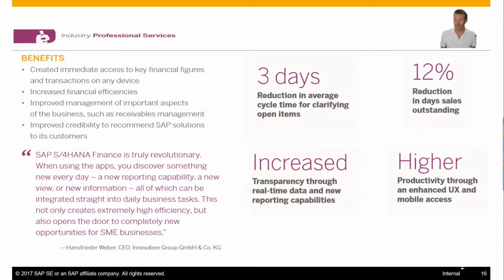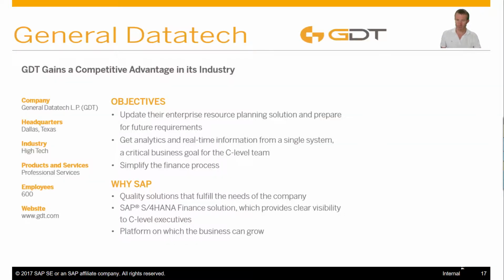So what did they get from this? Well, after implementing this, they saw a 3 days reduction in average cycle time for clarifying open items. They increased the transparency through real-time data and new reporting capabilities. So really embracing the real-time economy. They saw a 12% reduction in the days sales outstanding, and they saw a higher productivity through an enhanced user experience and mobile access. So big benefits were achieved here at Innovabi Professional Services.